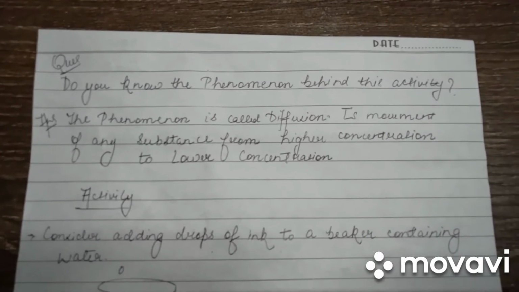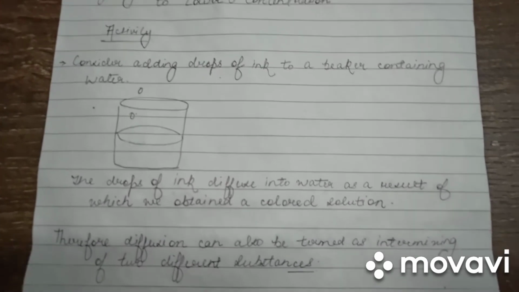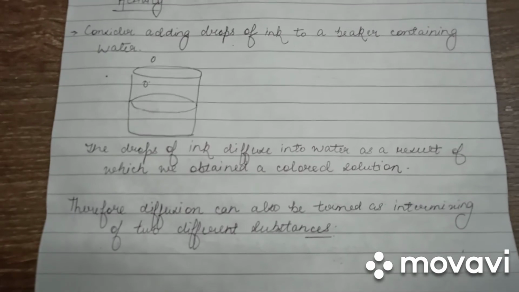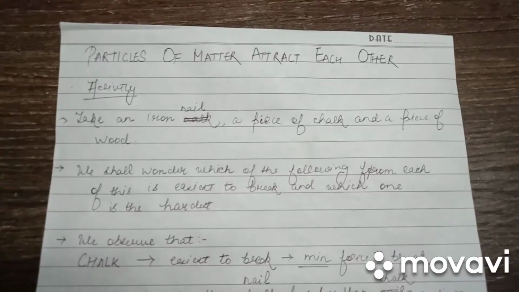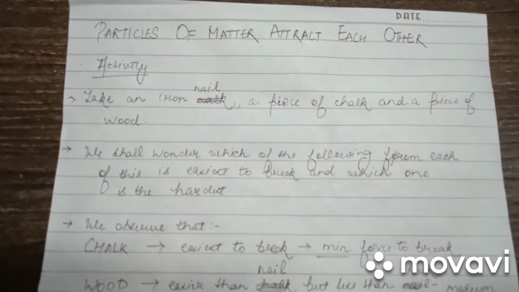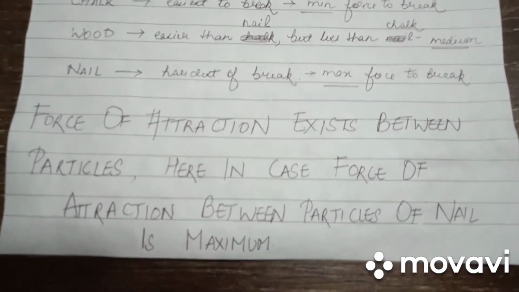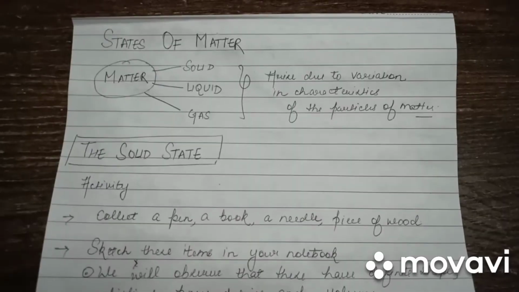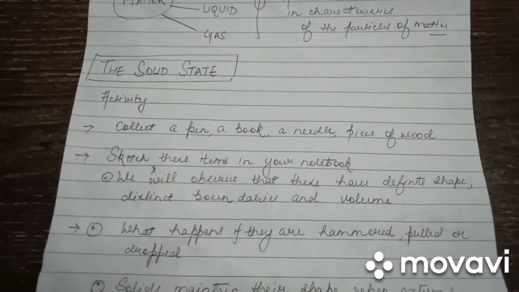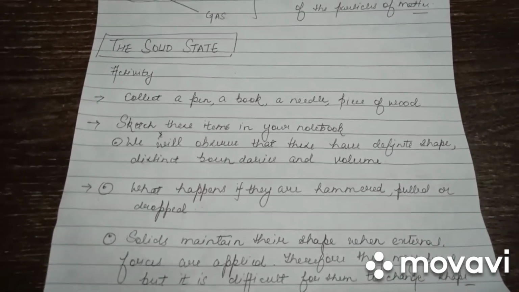In today's video, we discussed the phenomenon of diffusion. We also discussed an activity in which we concluded that diffusion can also be termed as intermixing of two different substances. We discussed how particles of matter attract each other by carrying out an activity, concluding that a force of attraction exists between particles. We briefly discussed solid and liquid states of matter and tried to draw a comparison between the two. In our next video lecture, we shall be discussing the gaseous state of matter.